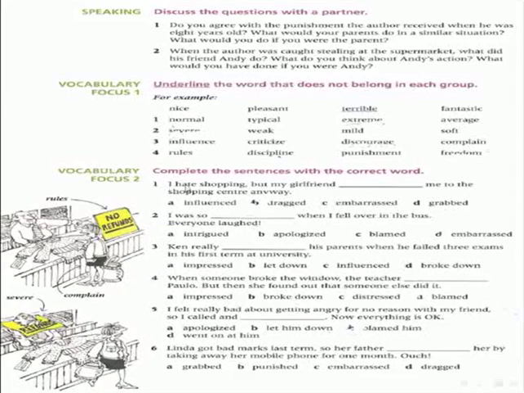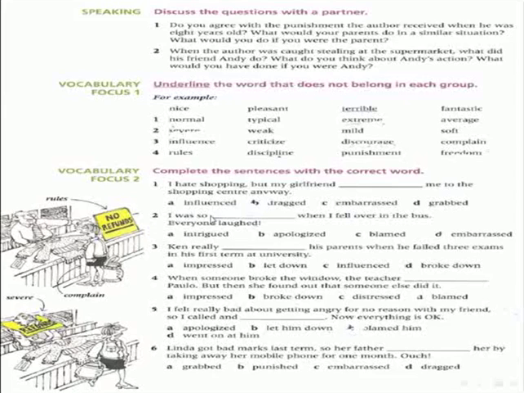Number 1, let's read. I hate shopping, but my girlfriend me to shopping center anyway. Which one do we choose? A, B, C, or D? We choose B. My girlfriend dragged me to the shopping center anyway. Took me, forced me to go with her, right? Dragged.